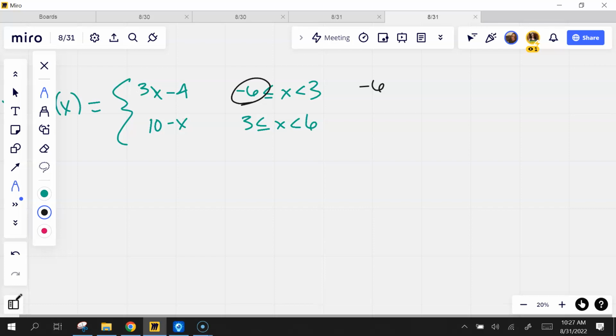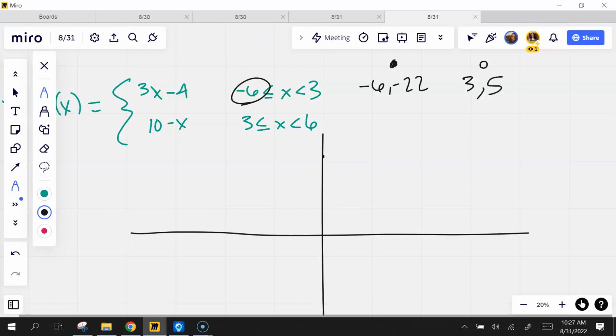What do you get? -22. Now I'm going to plug in the other endpoint, and what do you get? 9 minus 4, 5. All right. This first one's going to be closed. The second one's going to be open. Why? The signs. The inequality signs, right?